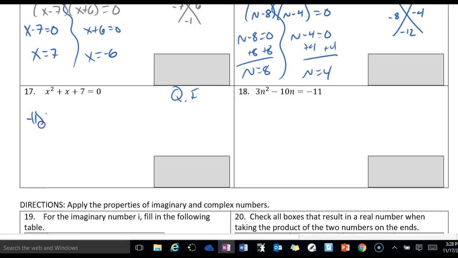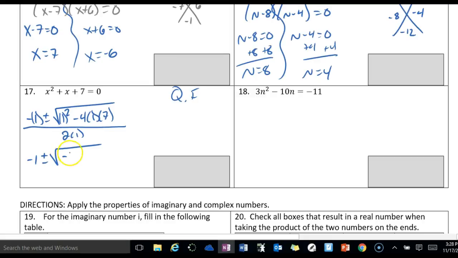Negative b plus minus square root b squared minus 4 times a times c all over 2 times a. Okay, simplify. Negative 1 plus minus square root 1 squared minus 4 times 1 times 7 gives us negative 27 all over 2. Alright, so we have to simplify a radical.